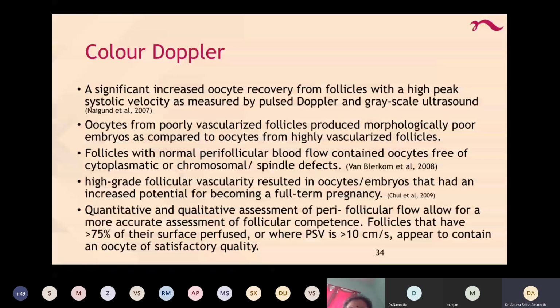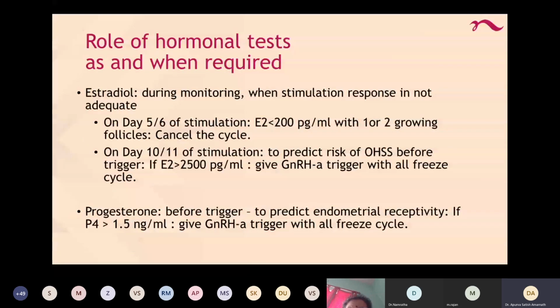So what is the role of hormonal tests in an IVF? It is usually done as and when required. Estradiol during monitoring is measured when the stimulation response is not adequate, that is, on day 5 or day 6, when the estrogen value is less than 200 with only 1 or 2 growing follicles. At this point, either cancel the cycle or look at increasing the dose.